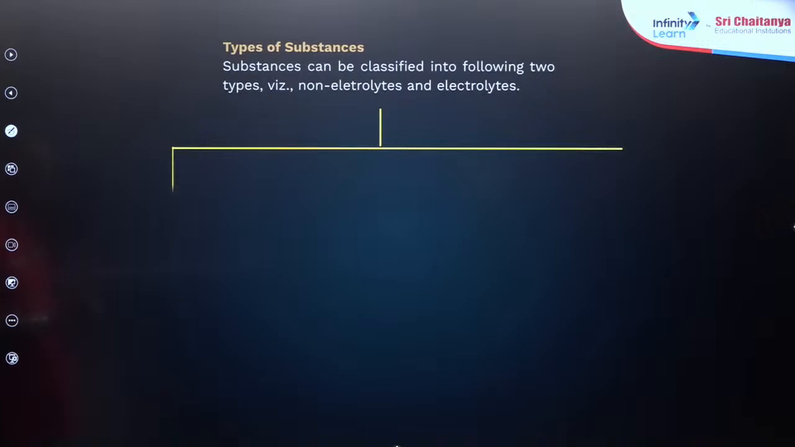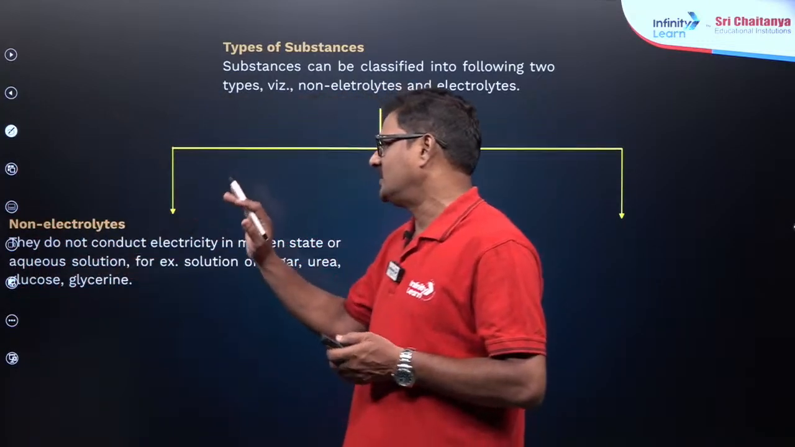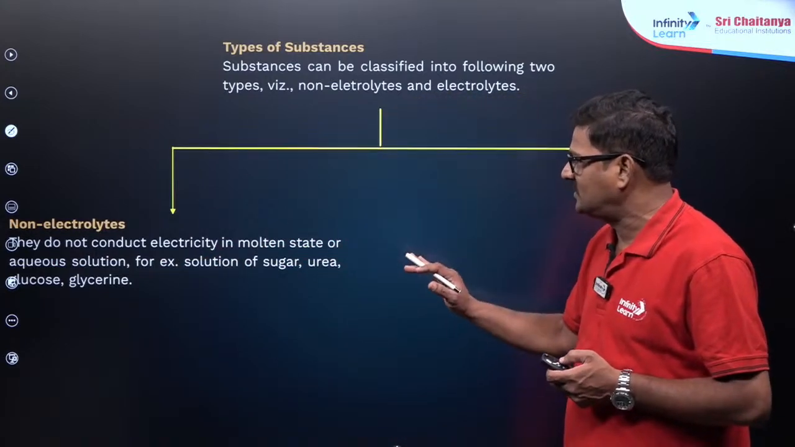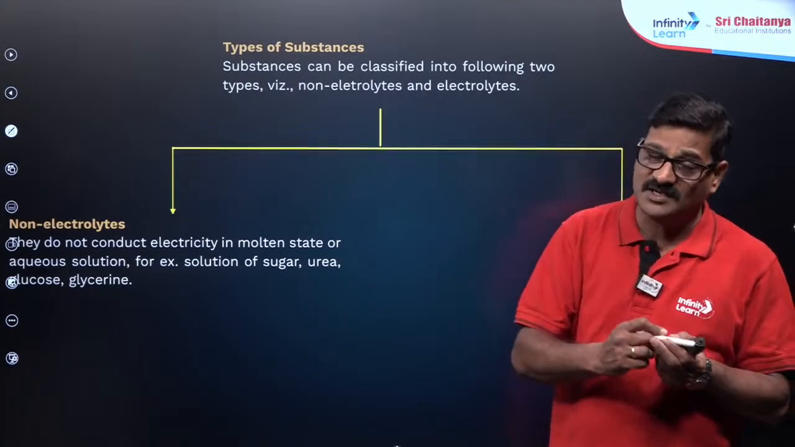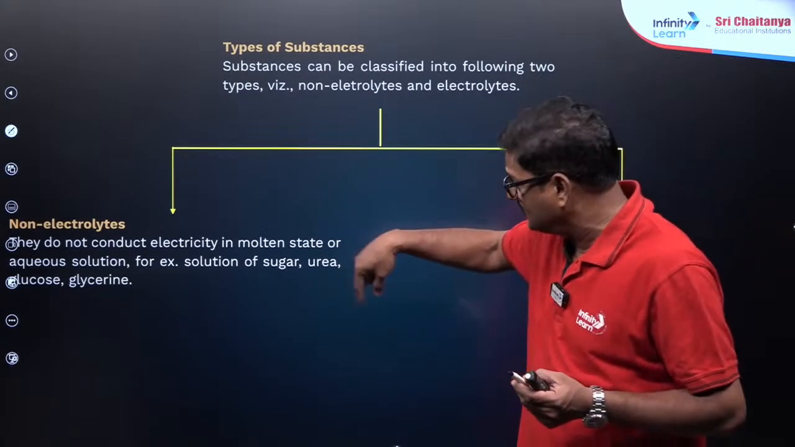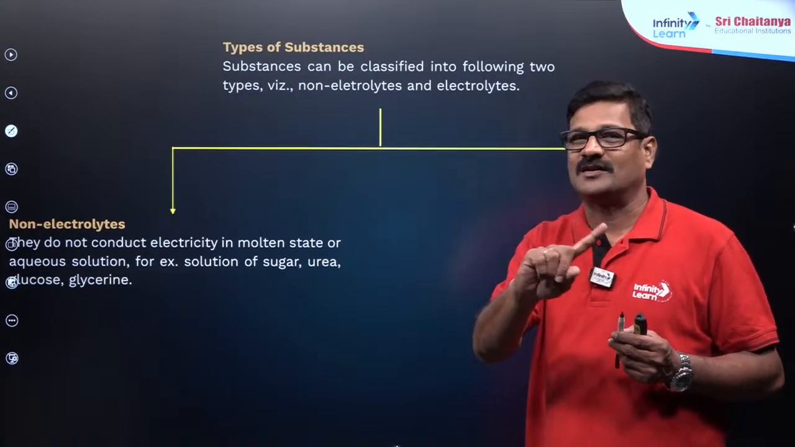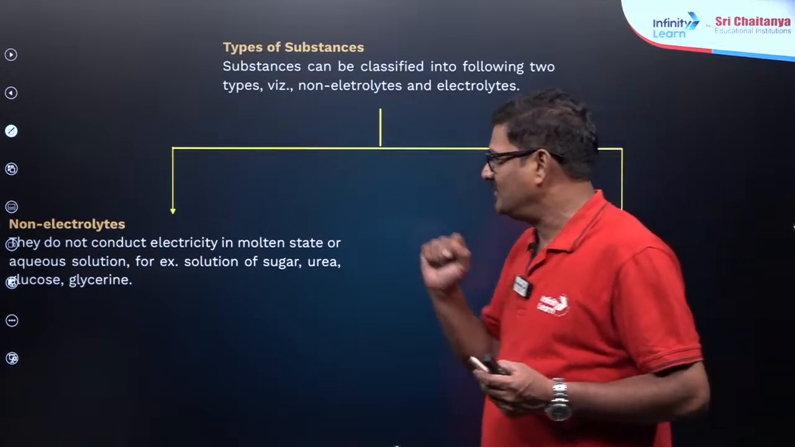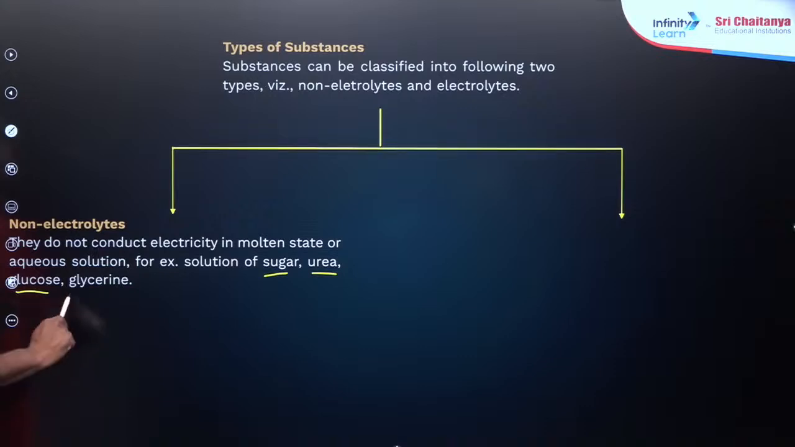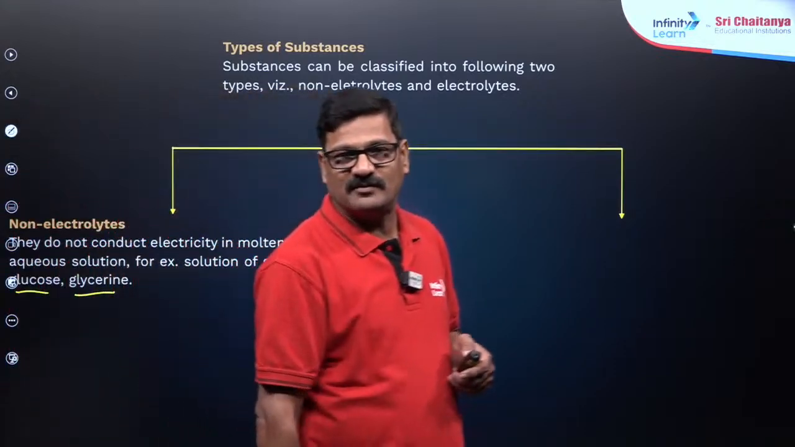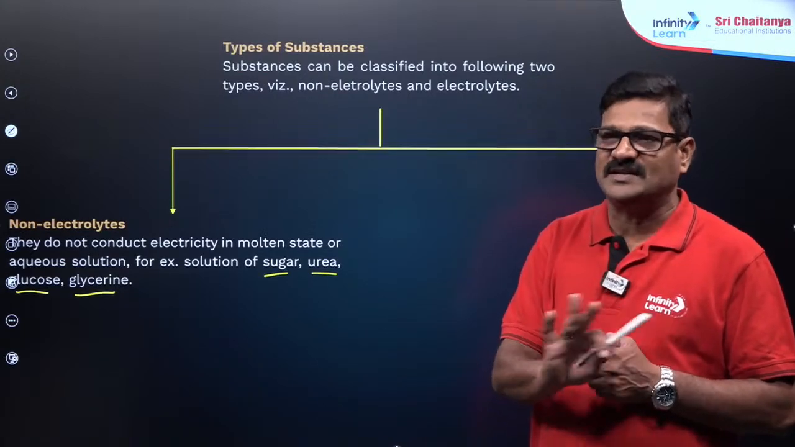So here it is all about the electrolyte and non-electrolyte. Non-electrolytes are soluble in water. They do not conduct electricity in the molten state or in the aqueous state. For example, you can take sugar and put it in water. After it dissolves, the sugar solution is sweet, it is soluble and does not conduct electricity. It's a non-electrolyte. Urea, glucose and glycerin are examples. Non-electrolytes do not ionize, rather they simply dissolve.